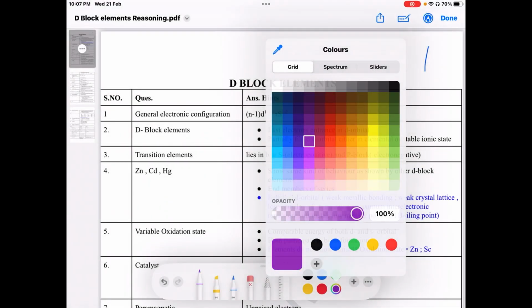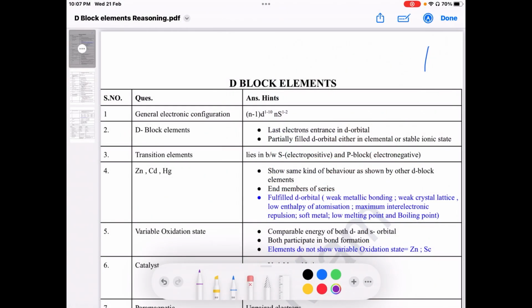Hello everyone. Let's discuss frequently asked questions from d and f block elements and how to write appropriate answers for all these questions. So let's start. First question. Write the general electronic configuration of d block elements. In the answer we write (n-1)d1-10 ns1-2.